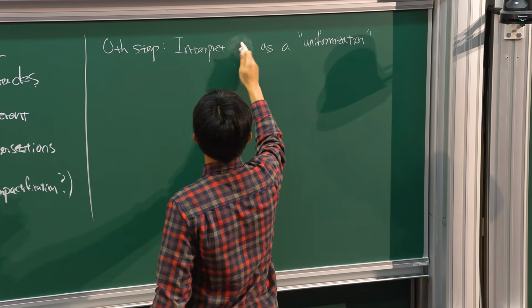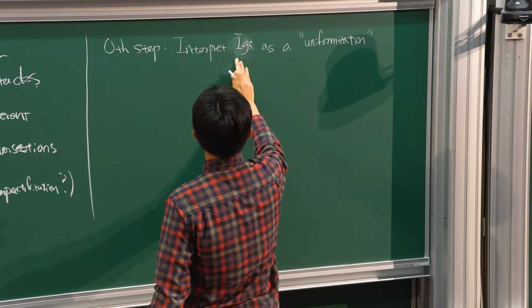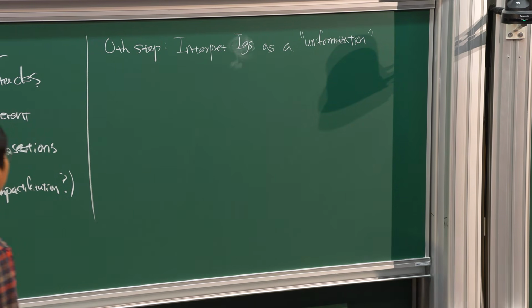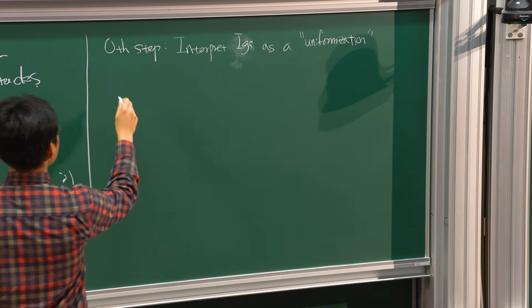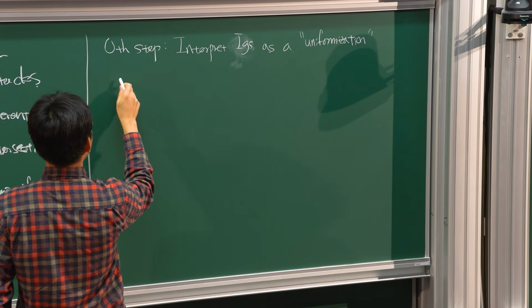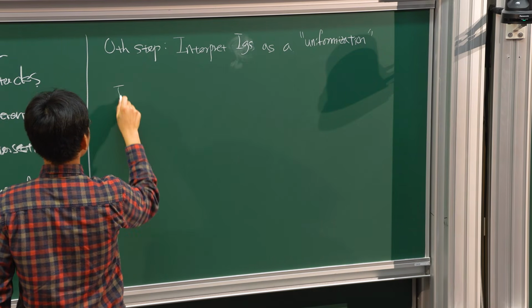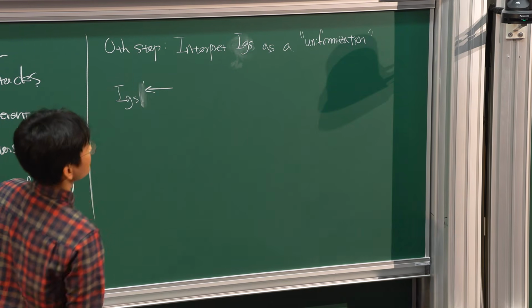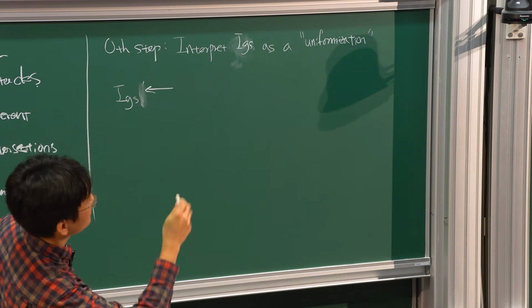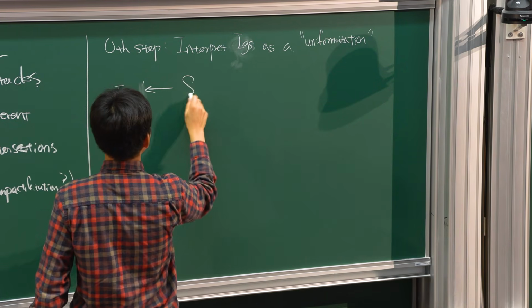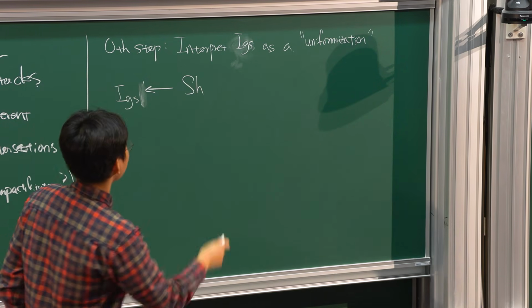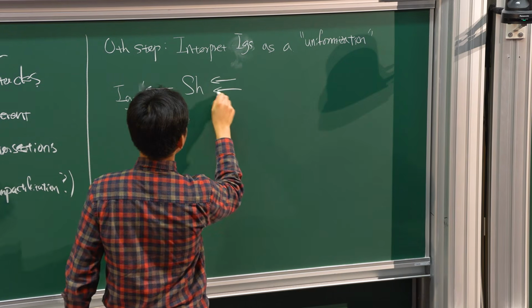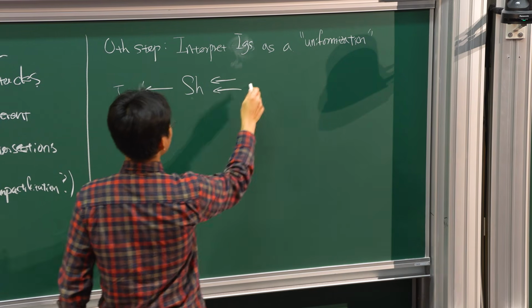Well, interpret the Igusa stack as a kind of uniformization of a Shimura variety. So what I mean by that is, this Igusa stack, whatever it is, it's going to be surjected upon, let me ignore all the u's, by the Shimura variety. And then it's going to be basically a quotient of the Shimura variety by some relation.